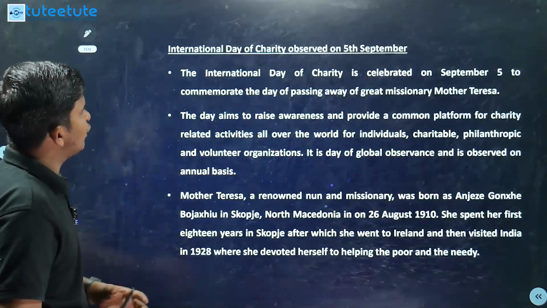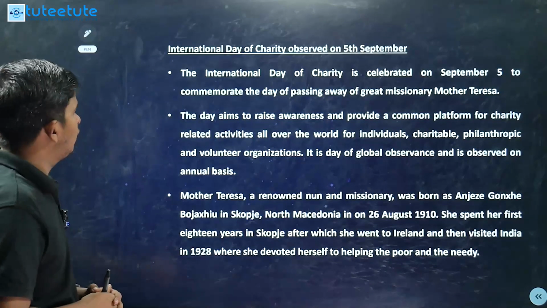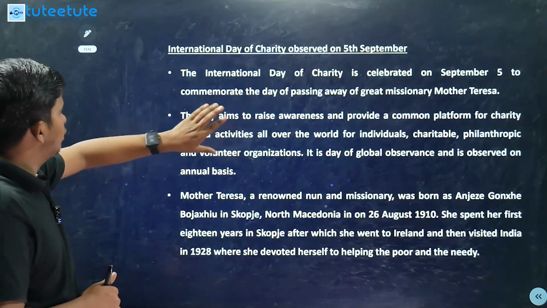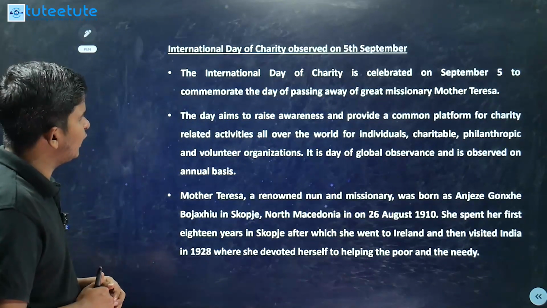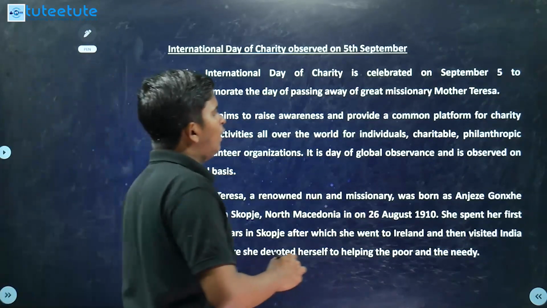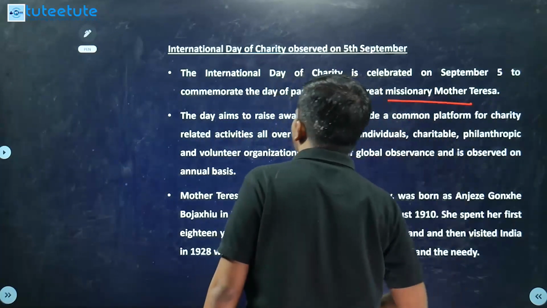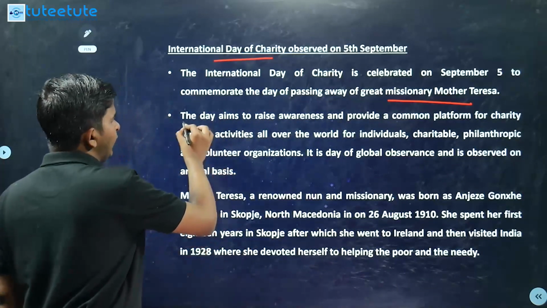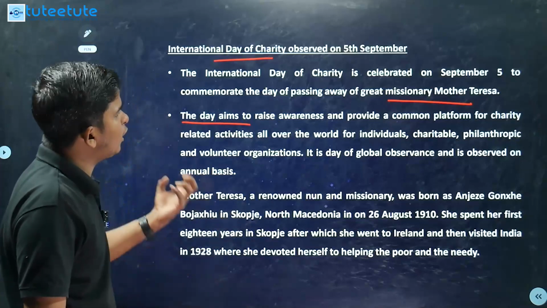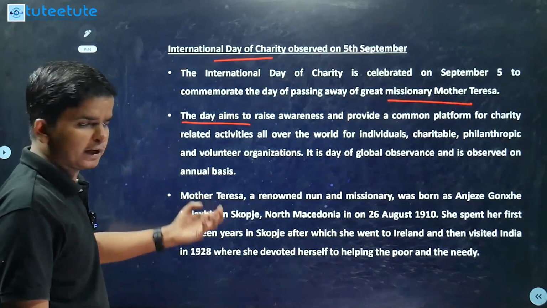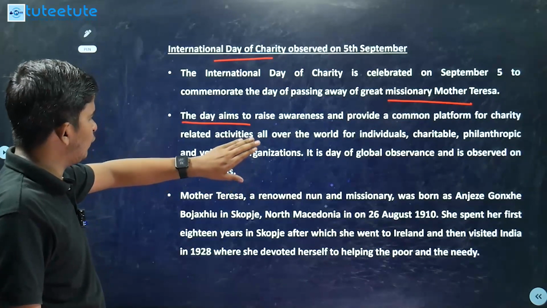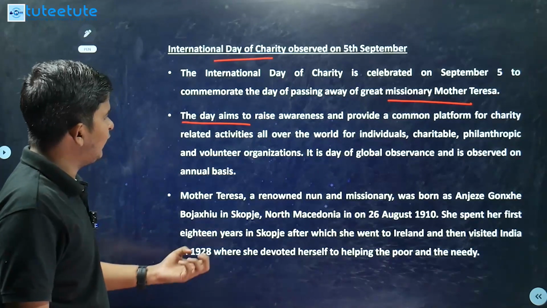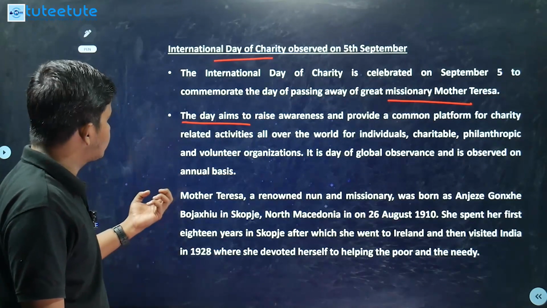Next one, International Day of Charity observed on 5th September. The International Day of Charity is celebrated on September 5 to commemorate the death anniversary of the great missionary Mother Teresa. The day aims to raise awareness and provide a common platform for charity-related activities all over the world for individuals, charitable, philanthropic and volunteer organizations. It is a day of global observance held on an annual basis.